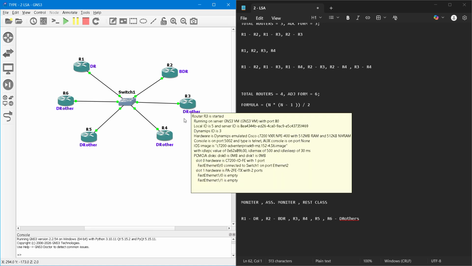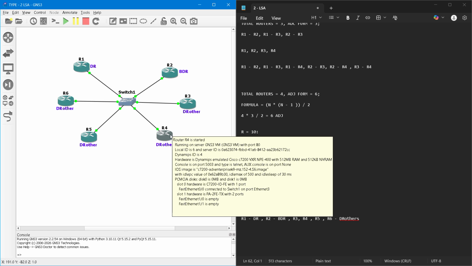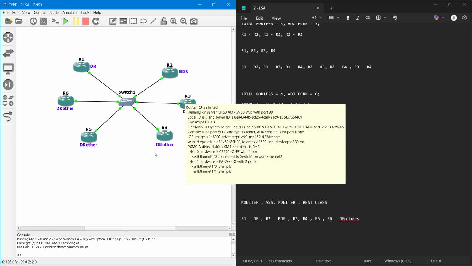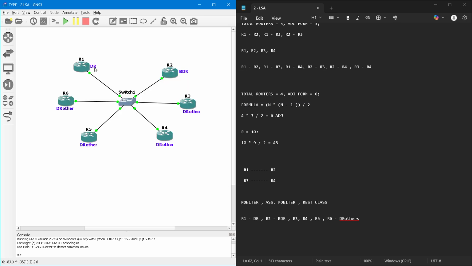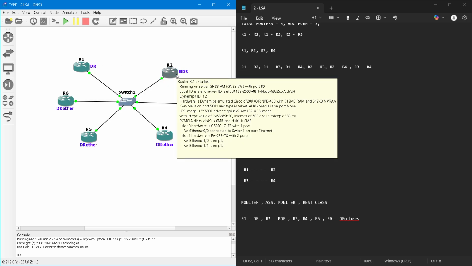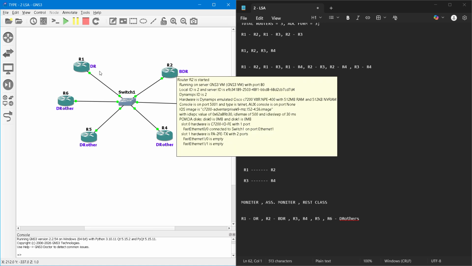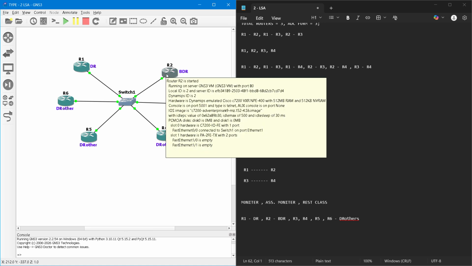R3 can make neighborship or two-way state with all the other DR others, with R4, R5 and R6. Similarly, the same goes for all the others. Only the DR and BDR will make adjacency with each other, and all DR others make adjacency only with R1 and R2, as they are the DR and BDR, right?